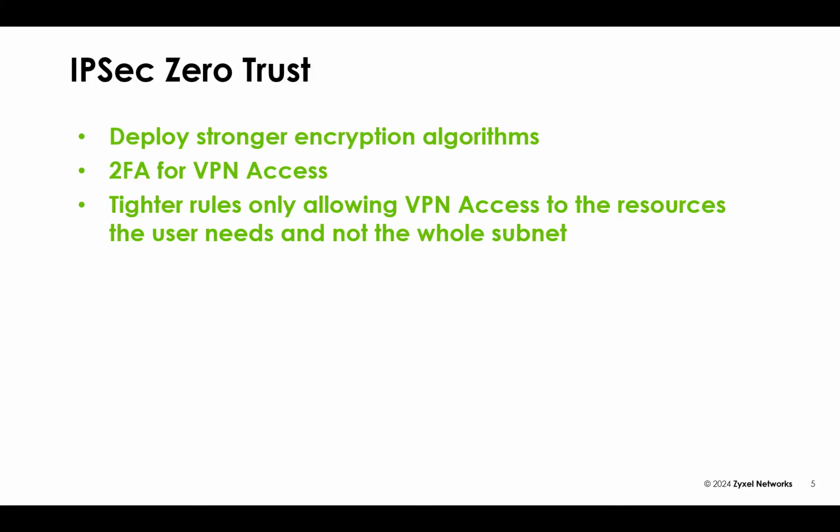And then finally, again, reiterating on tighter rules, allowing VPN access to the resources the user needs, and only those resources, to make sure that they're only going where they are allowed to go. And then finally, what we'll talk about at the very end is a form of endpoint security as an additional layer using what's called device insight on the USG Flex and ATP firewalls.